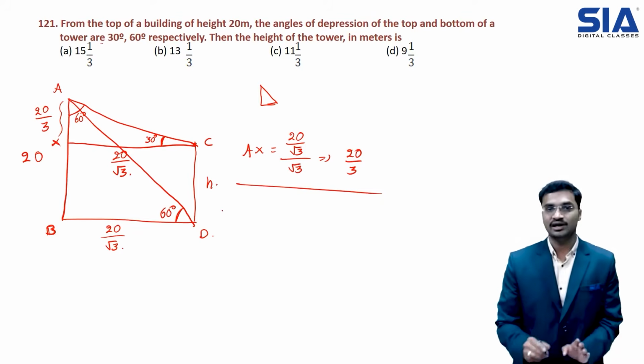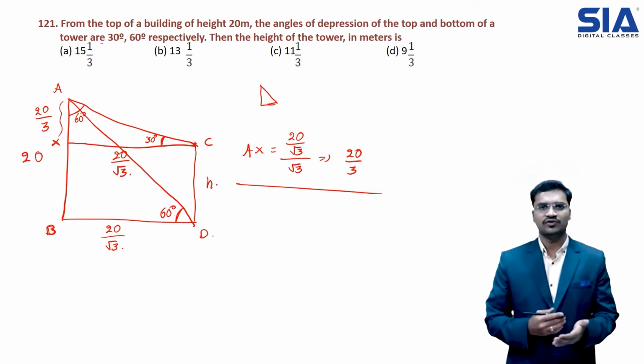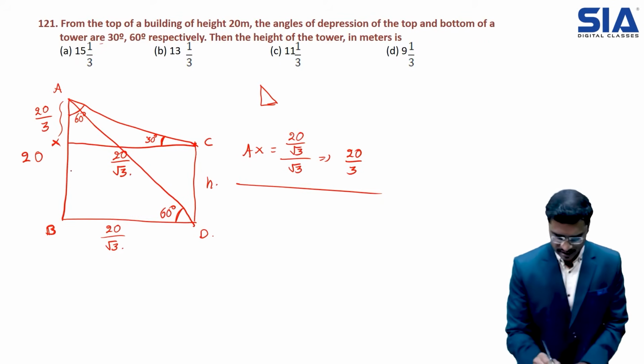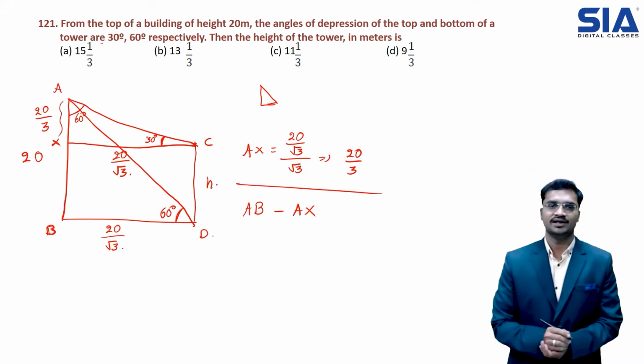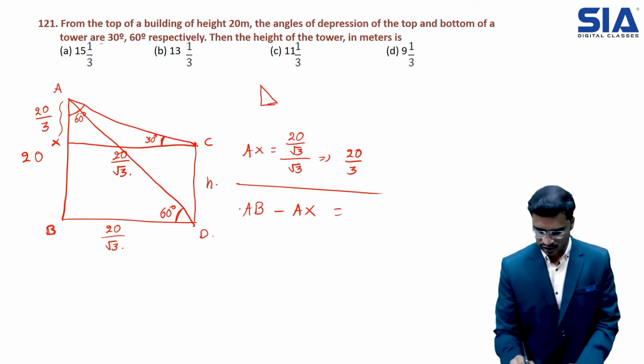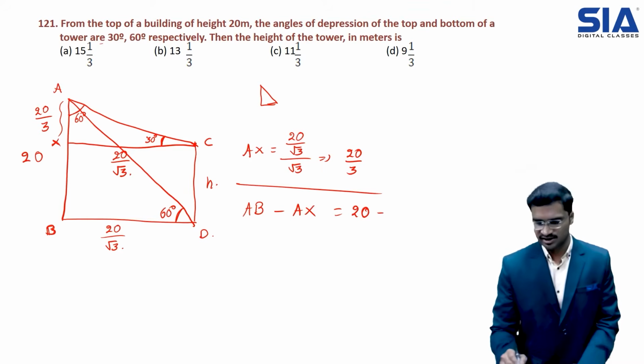Now I want to find the length of CD. In order to find the length of CD, I have to subtract the length of AX from AB. So AB minus AX is CD. We know the length of AB. The length of AB is what? 20.